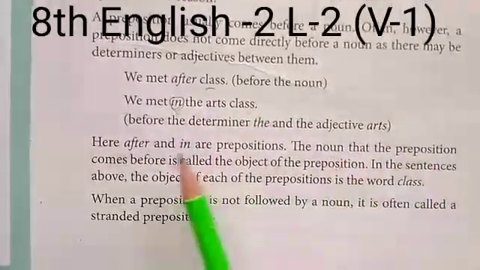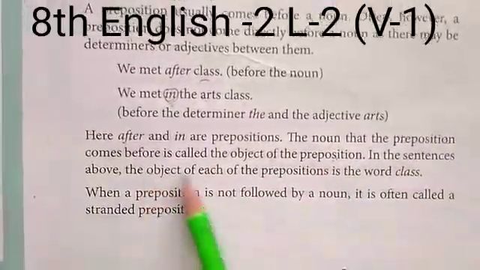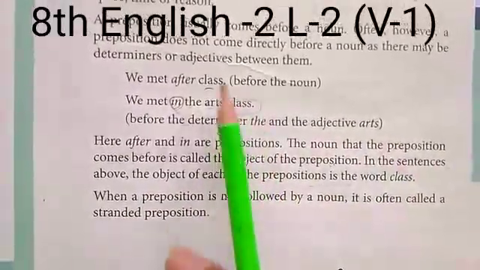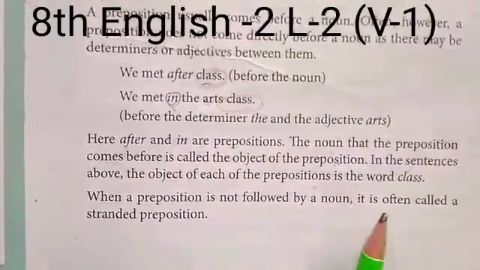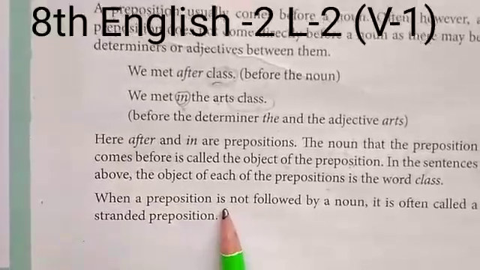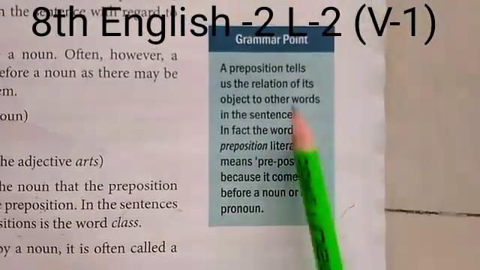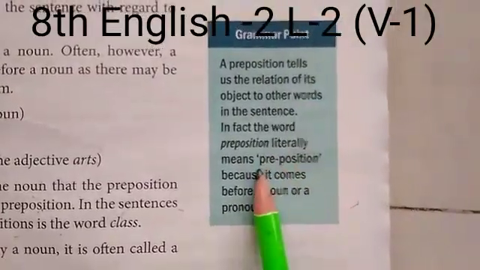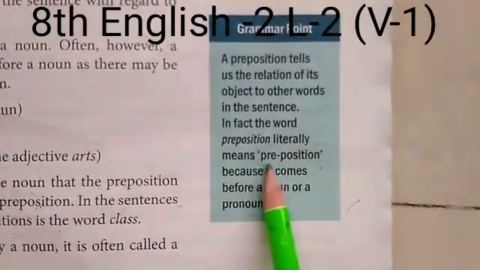The noun that the preposition comes before is called the object of the preposition. In the sentences above, the object of each of the prepositions is the word class. So here in both sentences the word class is a noun. When a preposition is not followed by a noun, it is often called a stranded preposition. Mostly prepositions tell us the relation of each object to other words in the sentence. Okay, it will say the relationship with the other words. In fact, the word preposition literally means placed before, because it comes before a noun or a pronoun.